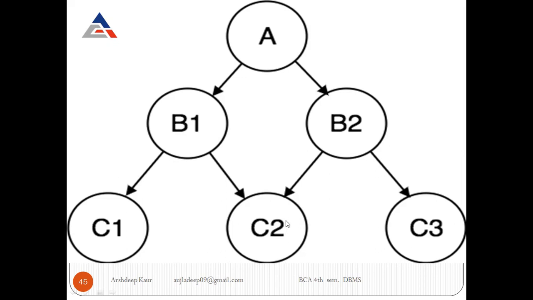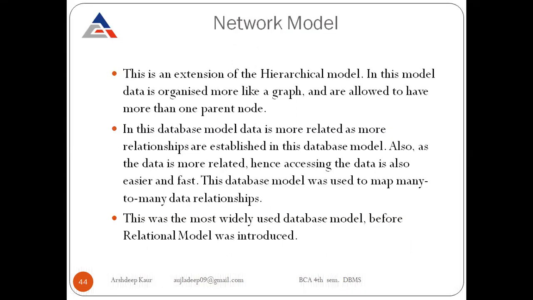C2 is the child of two parent nodes B1 and B2, but that is not possible in the case of the hierarchical model. In the hierarchical model, every child node is connected with only a single parent node. But in the case of the network model, it is possible that every child node has more than one parent. Now the node C2 has two parents. One is B1 and the second parent is B2. This is the main difference between the hierarchical and network models.